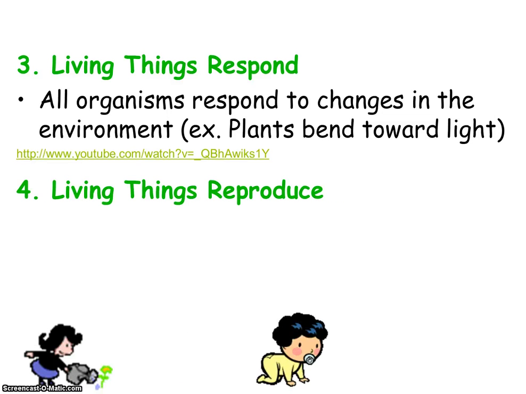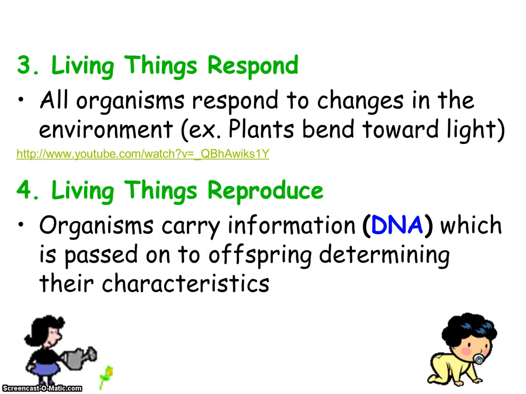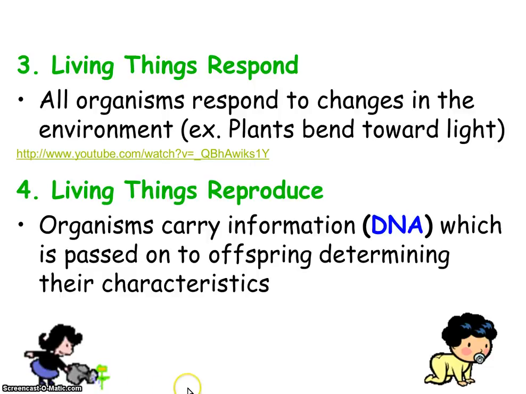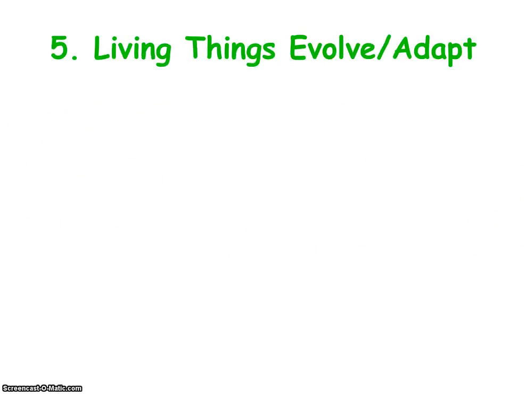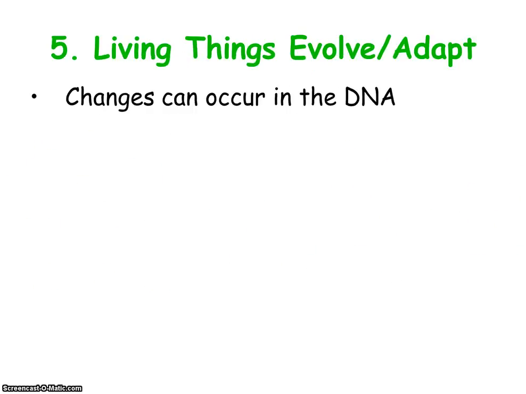Living things reproduce, again, a very obvious one. What they mean by this is that when we reproduce as a species, we pass our DNA along so that our species continues generation after generation. So that's what they mean by living things reproduce. And of course we grow and develop, which you can see here, just an example of a living thing growing and developing.